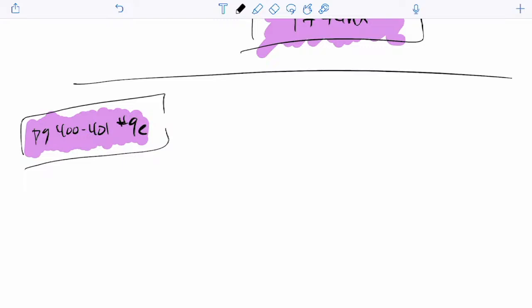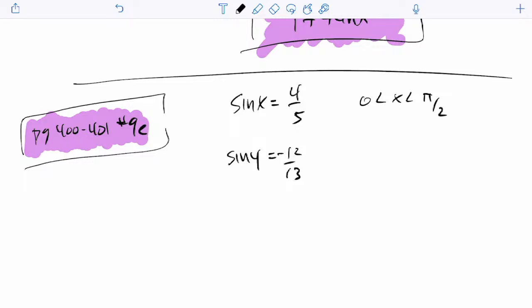So 9E here. Emery, for 9E, you are given the sine of x is 4/5. The sine of y is negative 12 over 13. You know that x is in the first quadrant, and you know that your y value is right here. And they want the tan of x plus y.